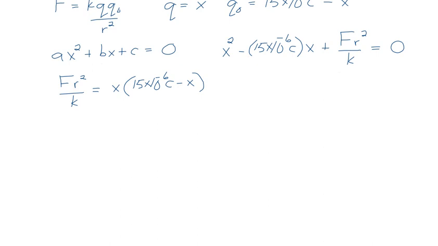So my A is going to equal 1. My B is going to equal negative 15 times 10 to the negative 6 coulombs. And my C is going to equal F R squared over K. And the units for this are actually going to be, what do you think the units are going to be for this final term?